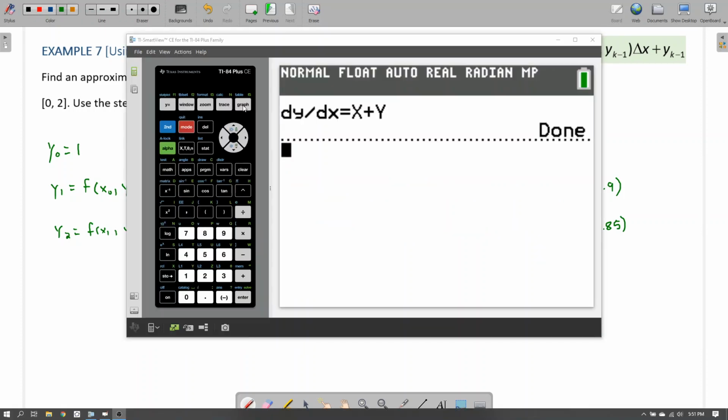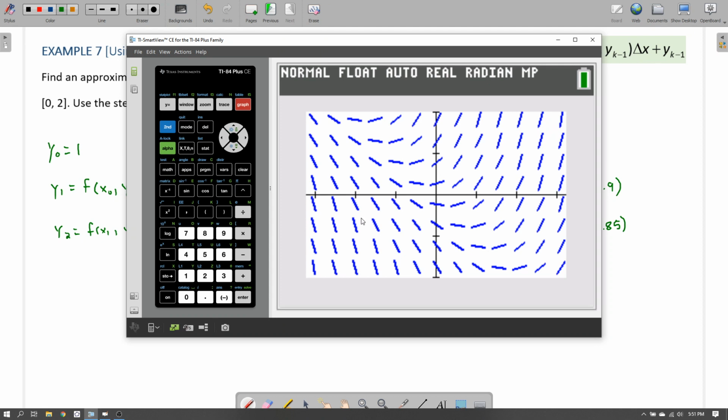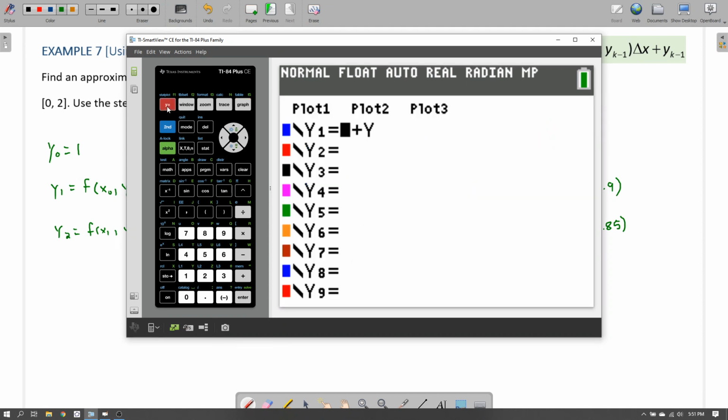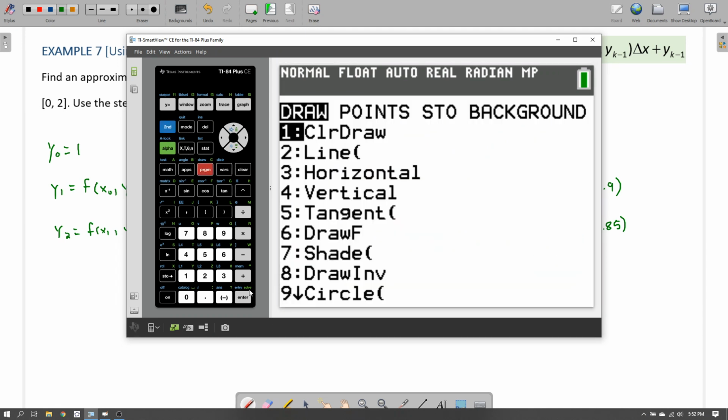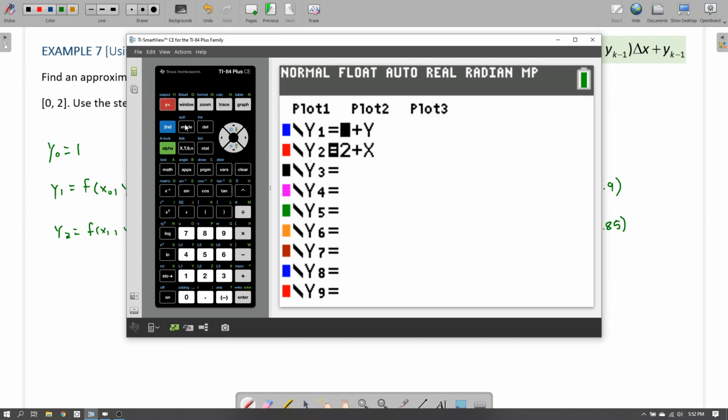Okay, first thing we're going to want to do, notice if I go back to my graph, the slope field is still there. And if I tried to put something else in there, like 2 plus, let's say, I don't know, doesn't matter, it's going to graph right over top of that. This is staying there, and that's because this was added as a drawing. So to get rid of it, you can run the program again, which will get rid of it, or you can do second draw and clear draw. Now you can see that's gone.